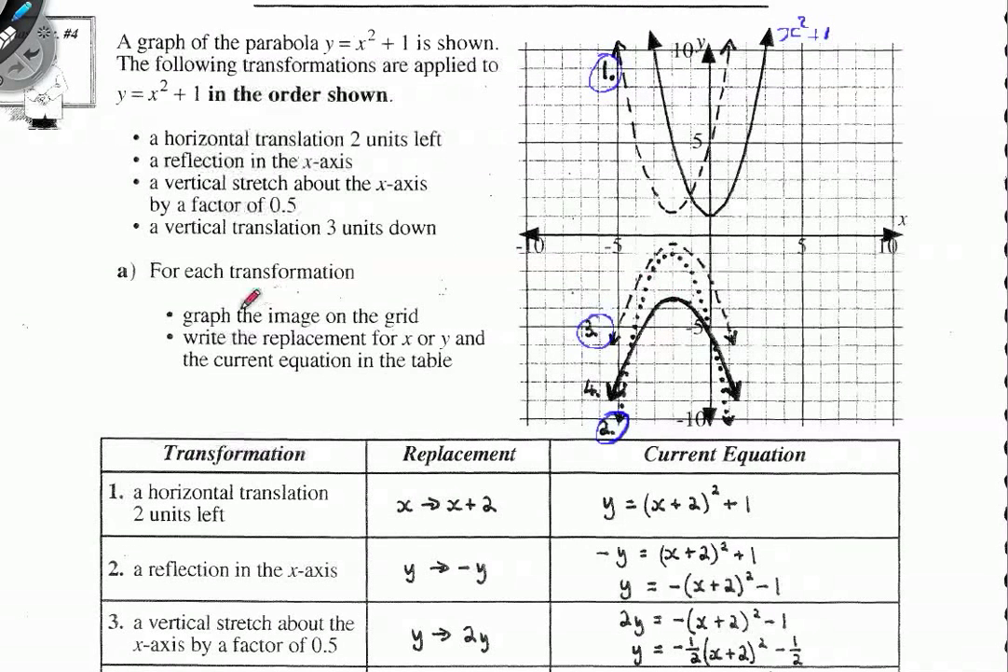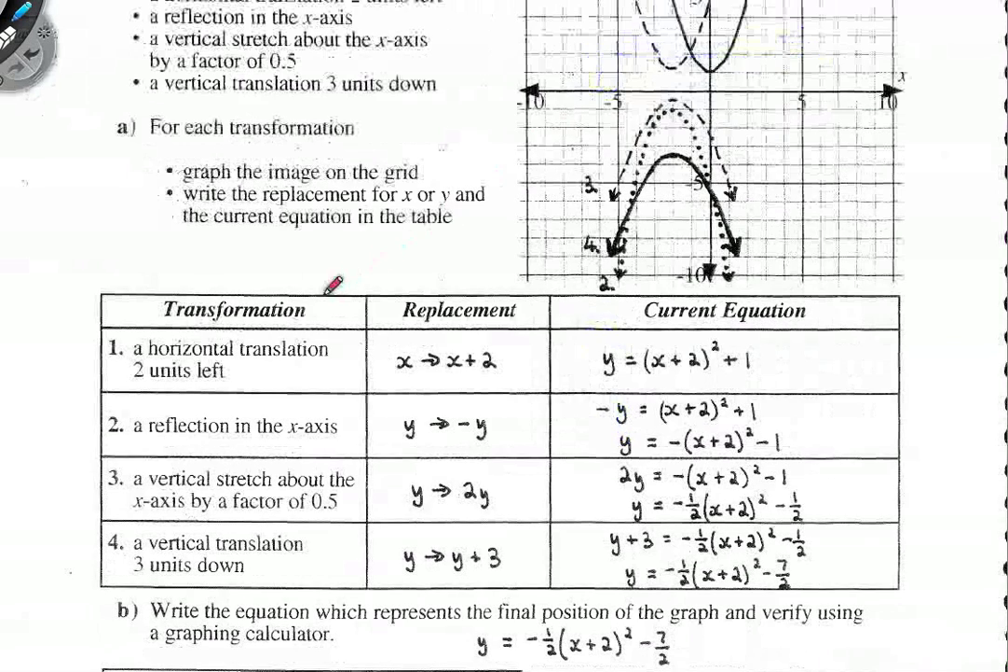For each transformation, graph the image on the grid. Well, you can see it right here. And write the replacement for x or y and the current equation in the table. So I'm just going to scroll down here. So the translation, first one was a horizontal translation by 2, and it was to the left. So we get x changing to x plus 2. So replacing in the equation, which was originally, of course, x squared plus 1, x gets replaced with x plus 2.